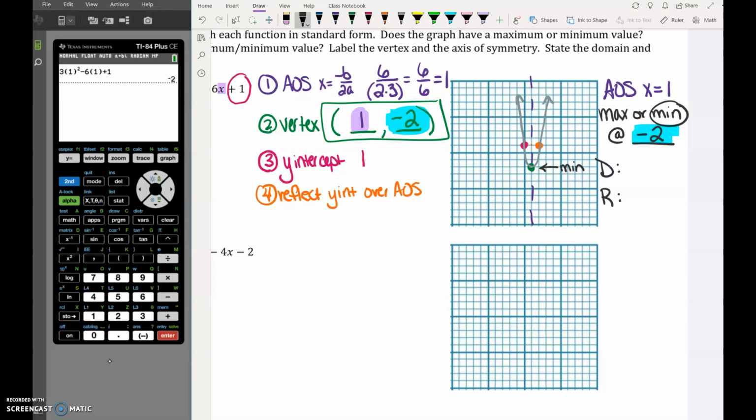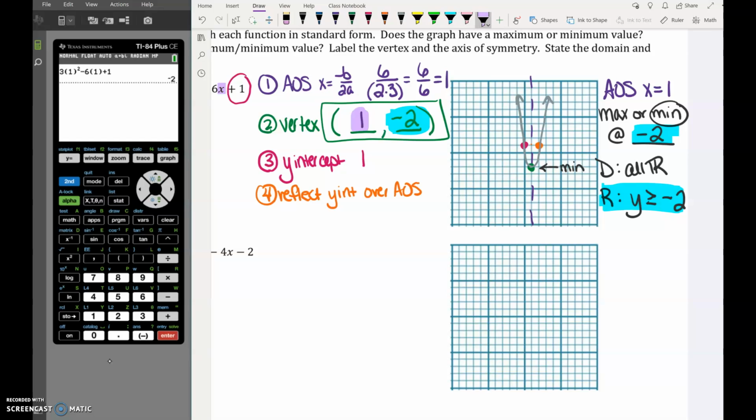Okay, hardest question of the day. What's the domain? All real numbers. You all are rock stars. The range is related to your minimum or your maximum. So y and then something to do with -2. Are the rest of the points above the minimum or below the minimum? Above, so y is greater than or equal to.